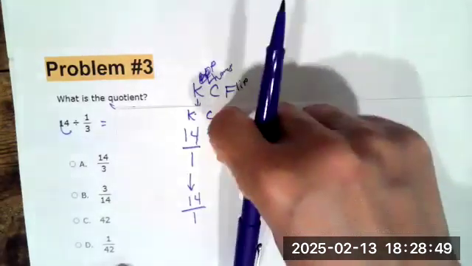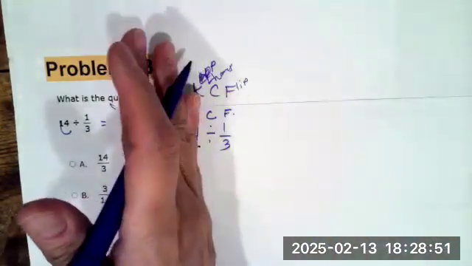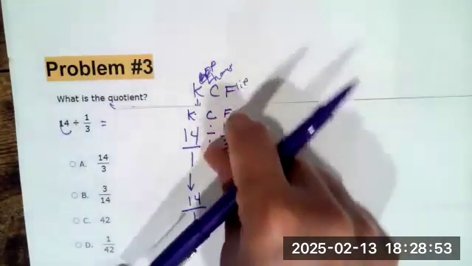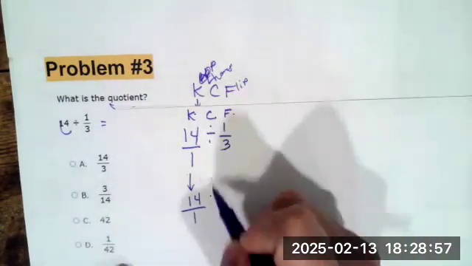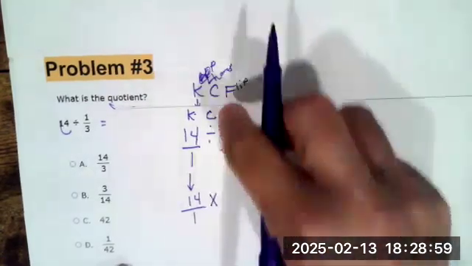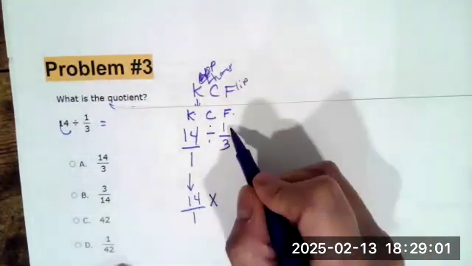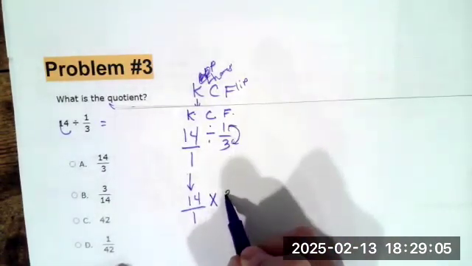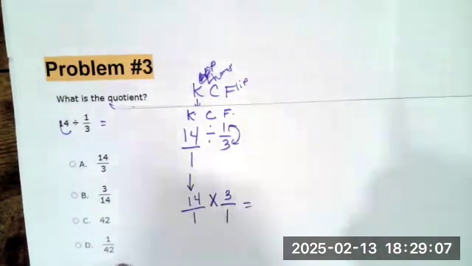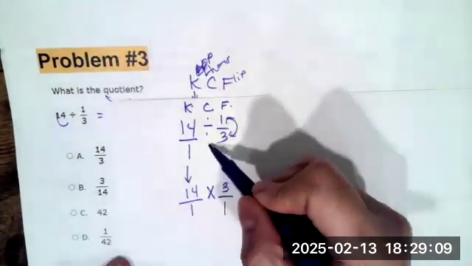What will always change is after the sign. When we change this sign to the opposite of division, which is multiplying, we flip this fraction. So the 1 goes on the bottom and the 3 goes on the top. It kind of does a little handstand, and then it becomes 3 over 1.